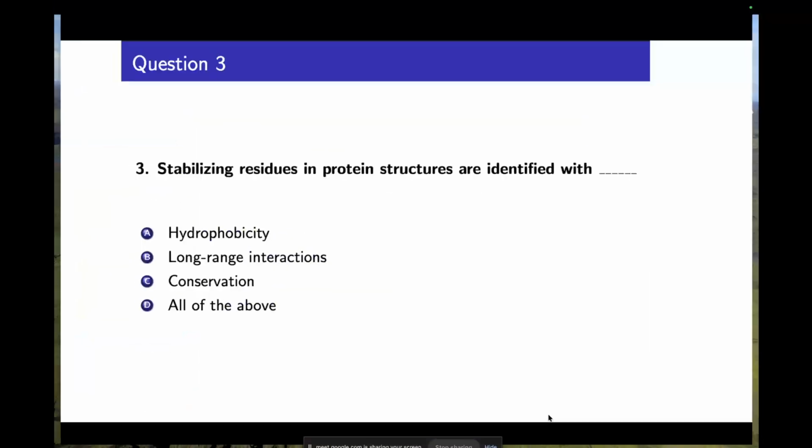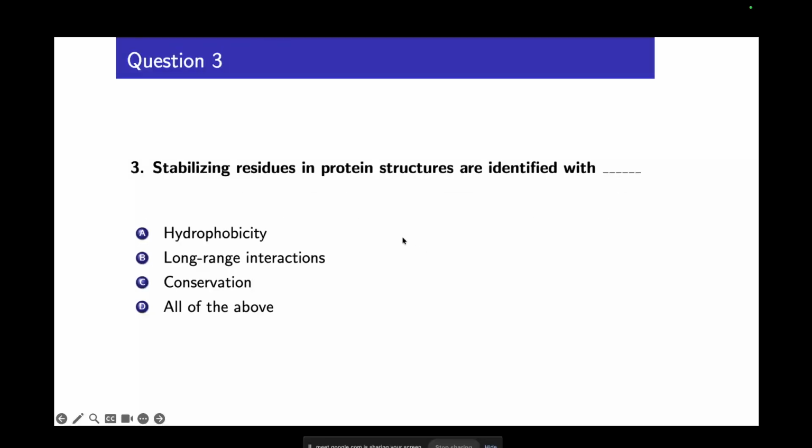Basically, all of them are used. We discussed hydrophobicity, we discussed long-range interactions and conservation. All three parameters are used for identifying stabilizing residues because all three are important.